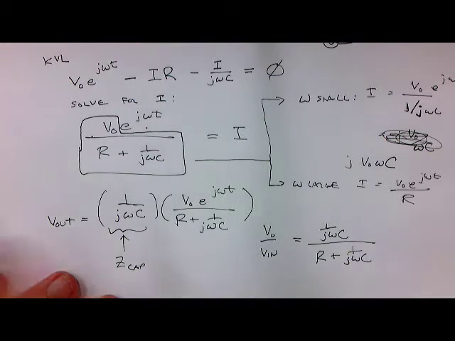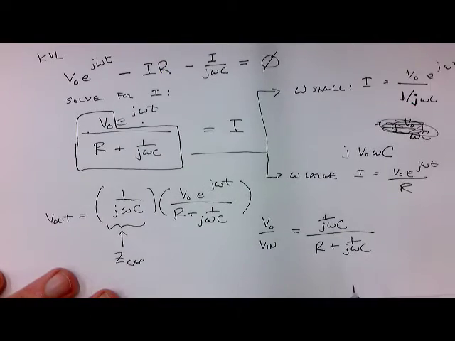All that this is telling me is two things. In the same way that the impedance tells me what the size of the current is relative to the voltage and what the phase of the current is relative to the voltage, this term, the gain of the circuit, is telling me what the size of Vout is relative to Vin and what the phase of Vout is relative to Vin. Okay, you buy that?